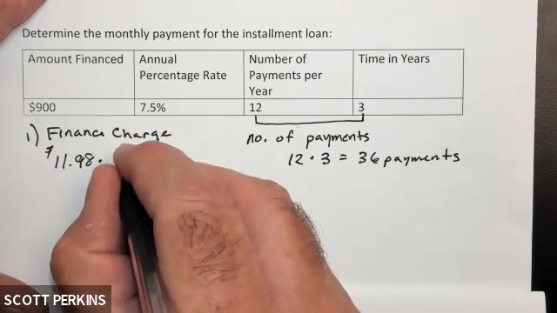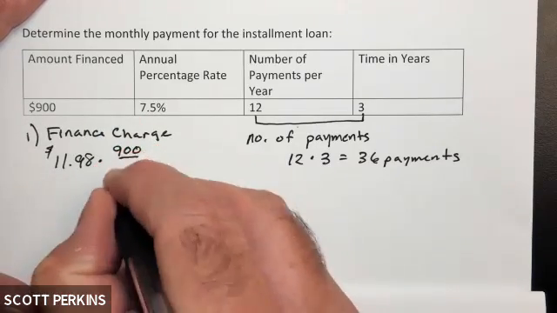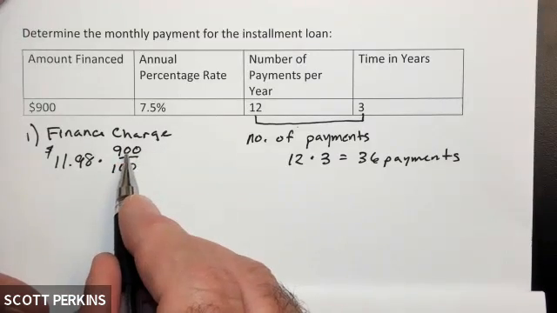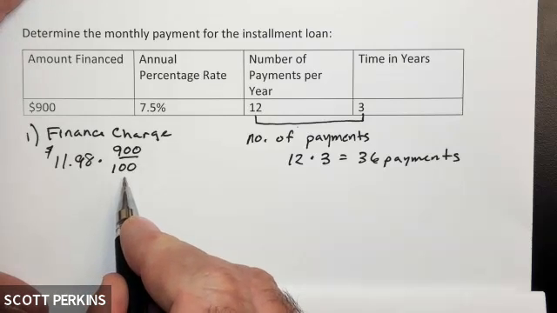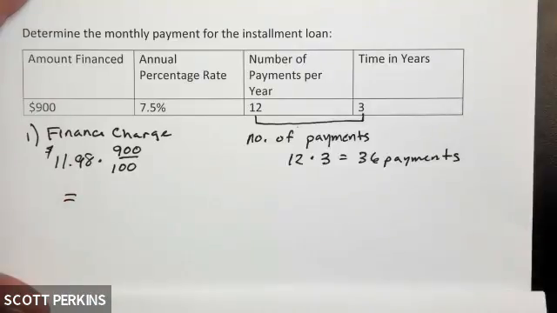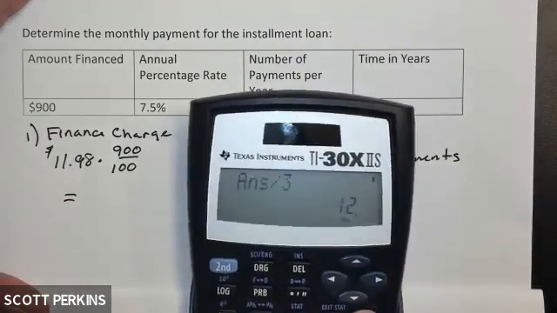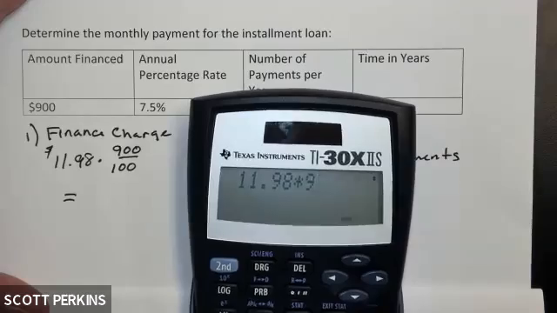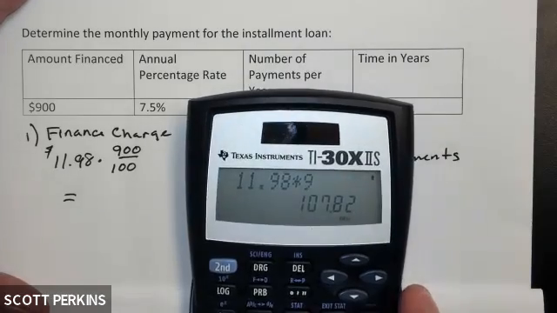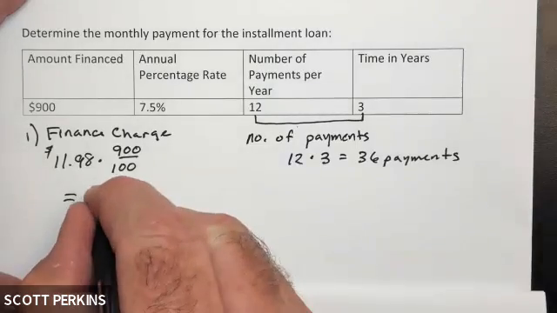So the way we did this in class, I know the numbers here are pretty simple and you could do this in your head, but if I finance $900, how many groups of 100 is that going to be? Well, of course, that's going to be 9. So my total finance charge is $11.98 times 9, and that is $107.82.